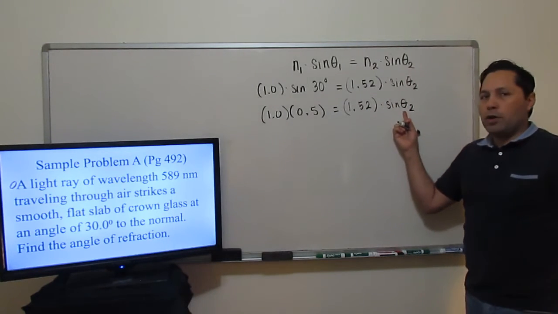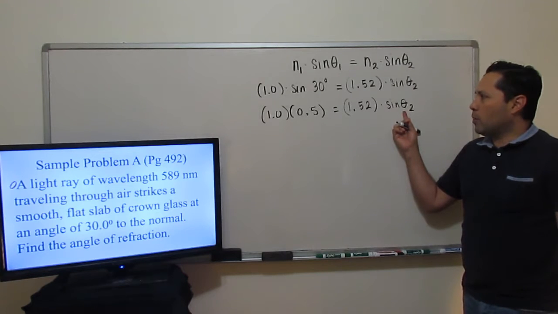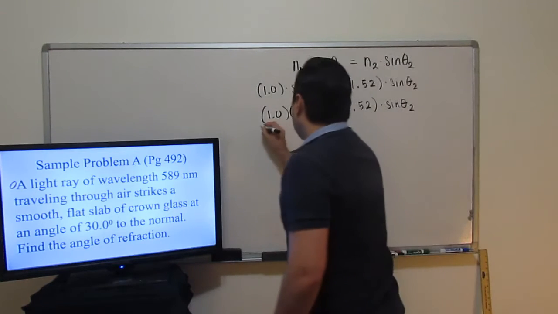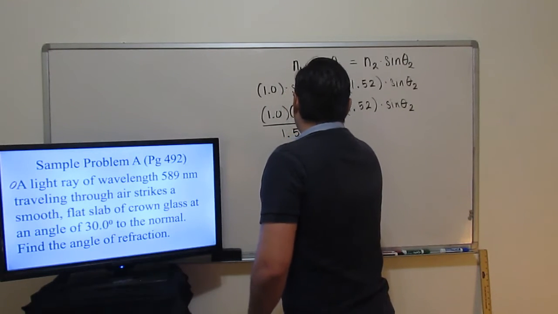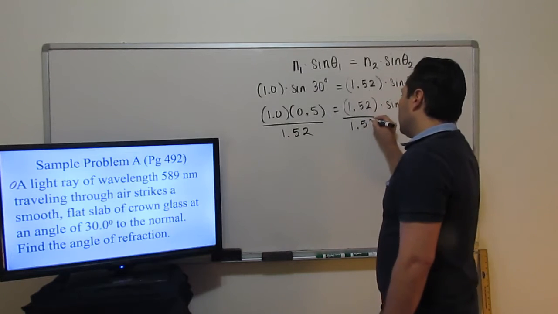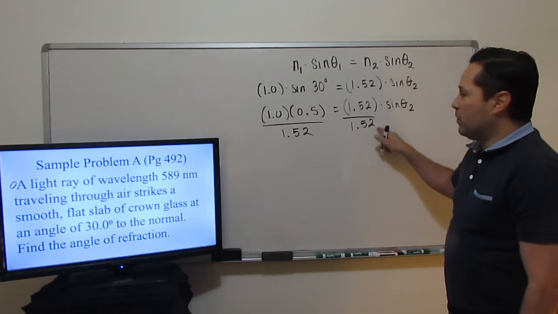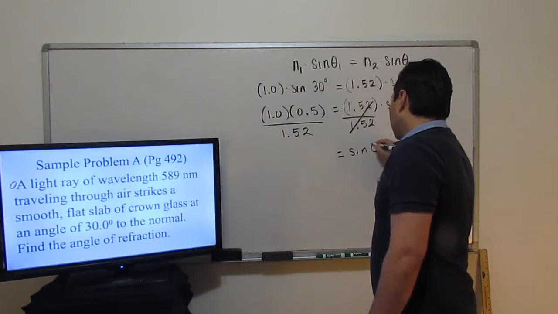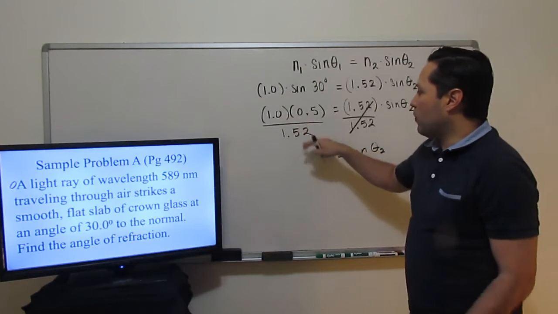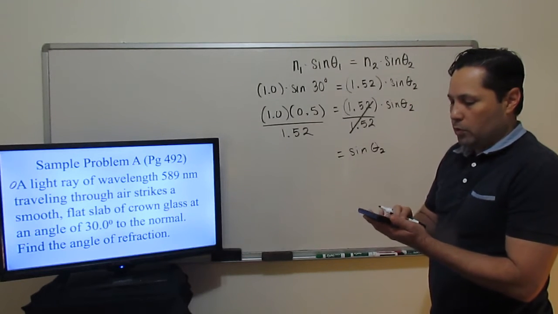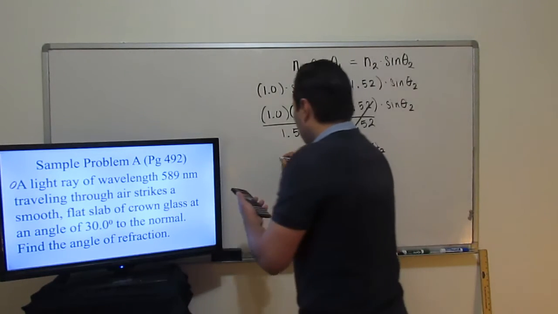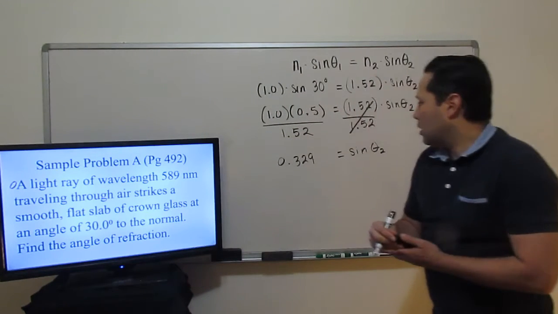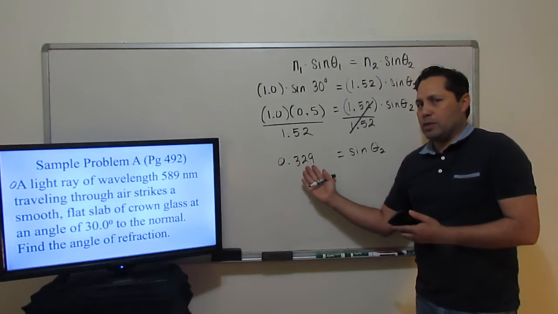Again, I'm looking for theta 2. So I'm going to get rid of the 1.52 by dividing. What I do to one side, I have to do to the other. By dividing by 1.52, now it's gone, isolating the sine of theta 2. So what's 1 times 0.5 divided by 1.52? The answer is 0.329. You want to use at least 3 digits here.